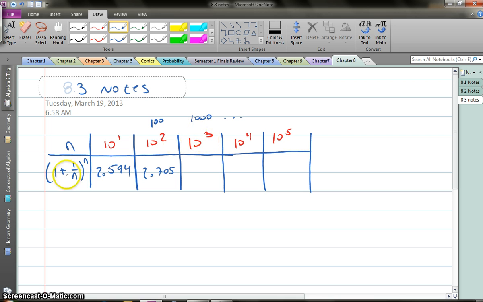10 to the third. Now we're going 1 over 1,000, fraction getting smaller, exponent getting larger, and you get 2.717. Now, something funny's happening here. It's not getting much larger. So what do you think is going on? Then if you did 10 to the fourth, you get 2.718.